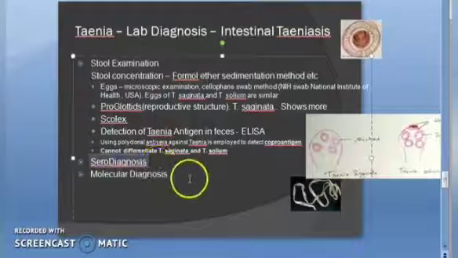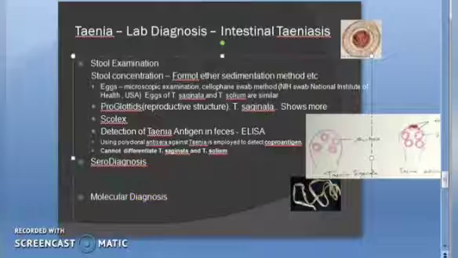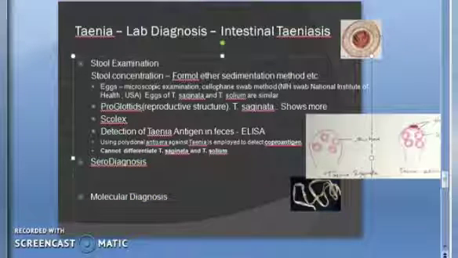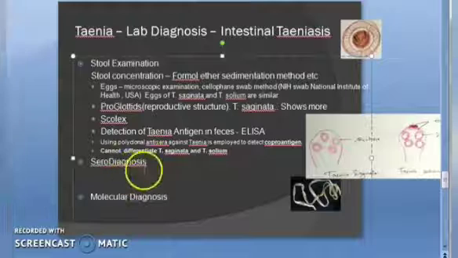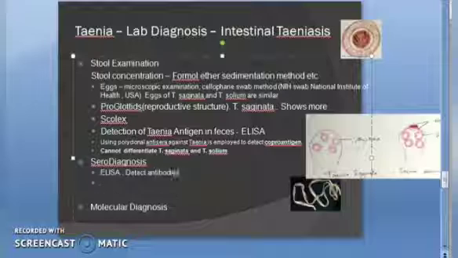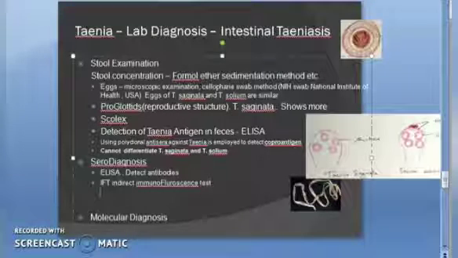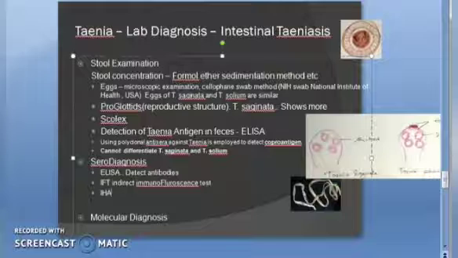So now let us move on to serodiagnosis. Now we are moving to serodiagnosis for intestinal taeniasis. In serodiagnosis, antibodies only you will detect, correct? By ELISA again, but detecting antibodies. You can use indirect immunofluorescent test, IFT, indirect fluorescence test, and you can also use indirect hemagglutination test.